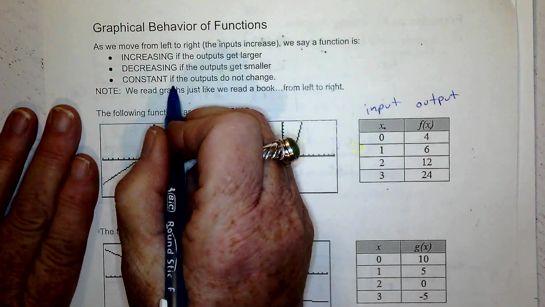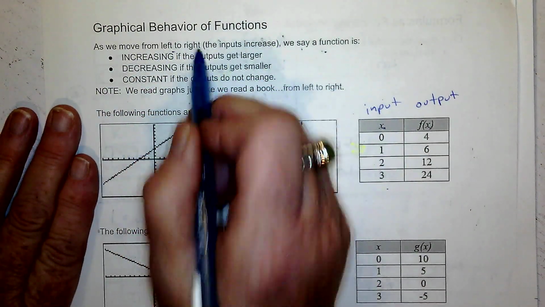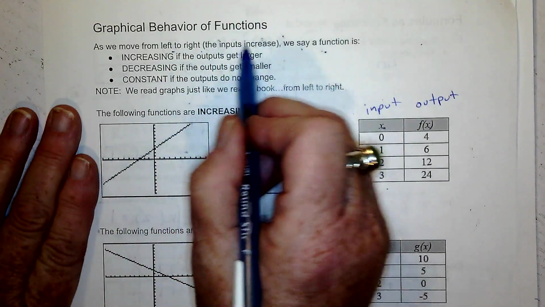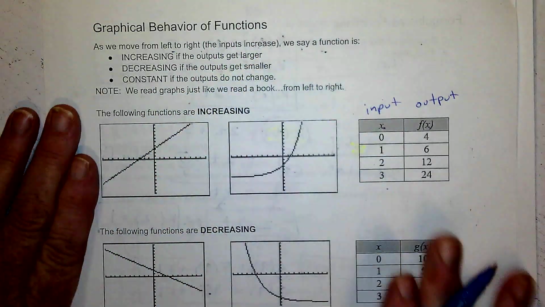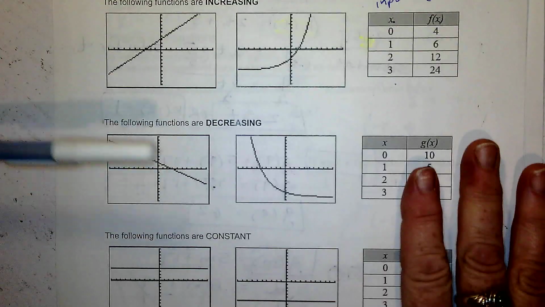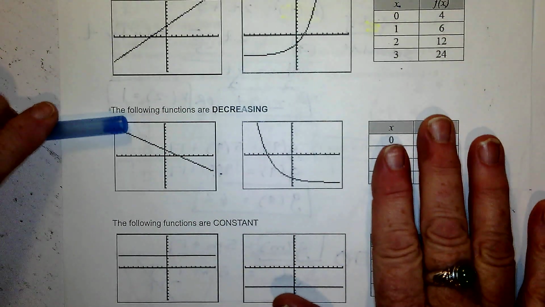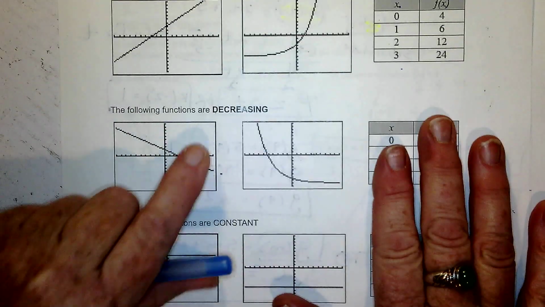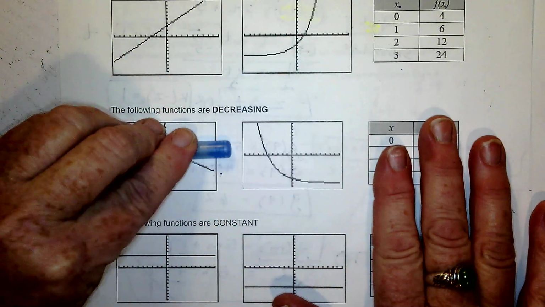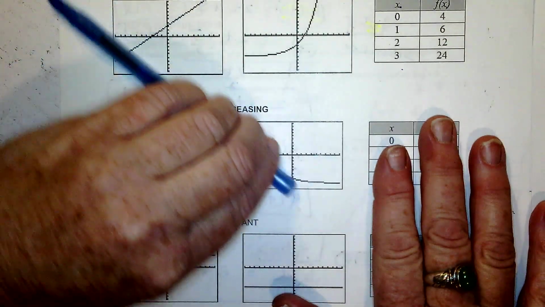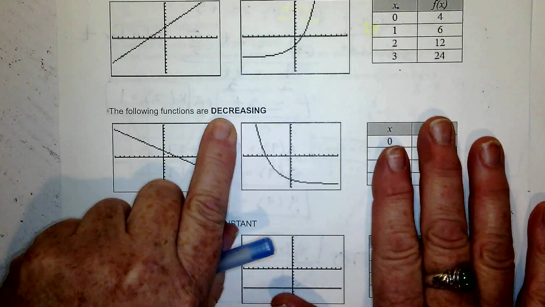A decreasing function is, again, from left to right, as the inputs increase, the outputs get smaller. Roller coaster concept. Looking at a graph from left to right, you hit that roller coaster and it's going down, that is a decreasing function. Again, hit the roller coaster, you're going down, decreasing function.